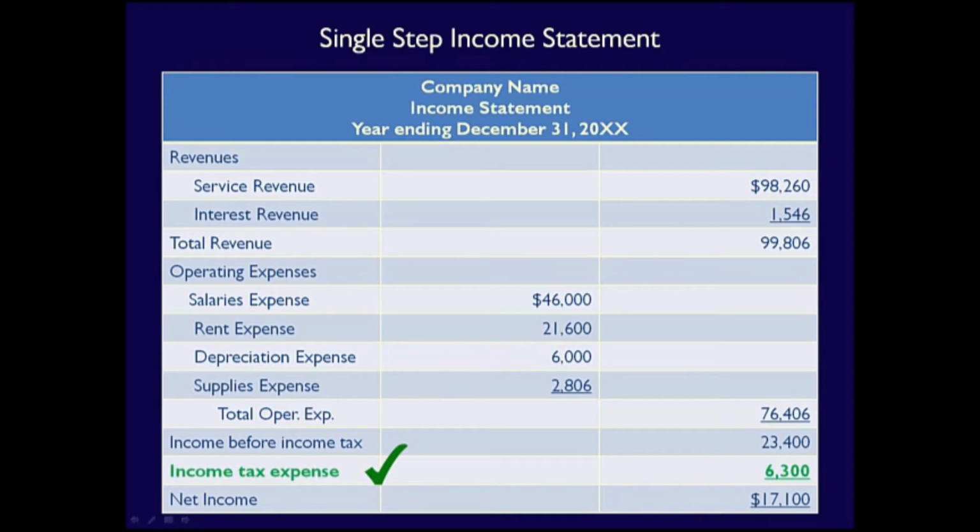What happens if expenses are greater than revenues? Then a net loss amount is provided at the bottom of the income statement. The statement we have developed here is called the single-step income statement. We'll be covering a multiple-step income statement in a future video.